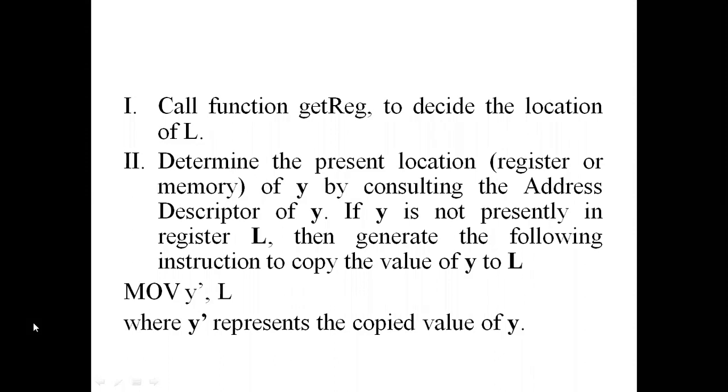If y is not presently in the register L, then what to do? Then we need to generate the following instruction to copy the value of y to L. How to write that single instruction? MOV y', L, that is y dash comma L. y dash is nothing but the copied value of y. That means here we already have y from the three address statement or three address instruction, and we write this y dash only for representing the copied value of y.